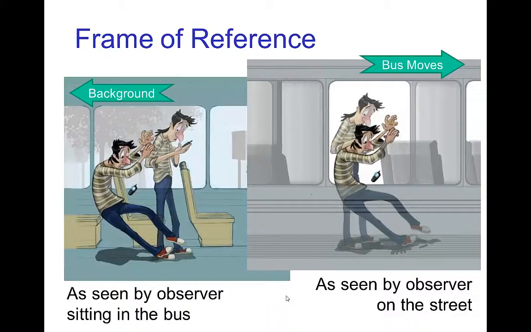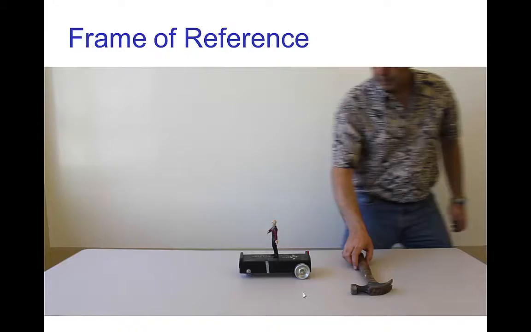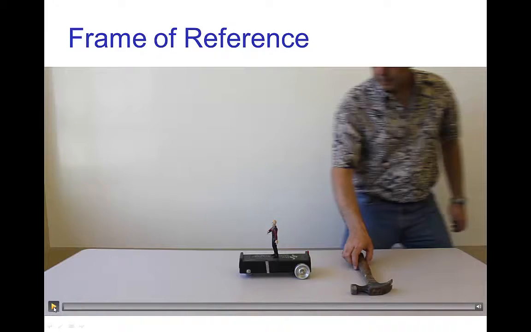On the other hand, if we look at this picture on the right, if there's someone standing outside the bus, say on the street, and they're looking in the window, they actually see you falling in place as the bus moves out from under you. Let's do a little experiment of that.